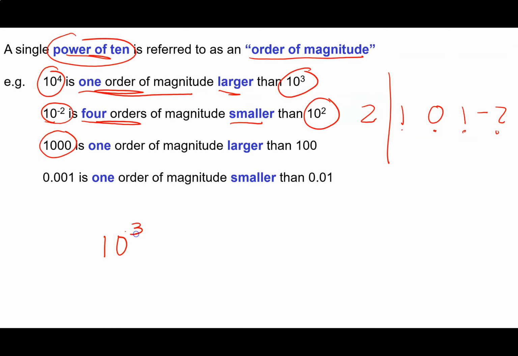Another way of writing 1,000 would be 10 to the 3, and that's going to be 1 order of magnitude larger than 100, which is 10 to the 2. 0.001, we've got 3 numbers here to the right of the decimal point. That's going to be 10 to the minus 3, which is 1 order of magnitude smaller. This guy here would be 10 to the minus 2. Yep, and we can see that minus 3 is 1 unit smaller than minus 2. So it's not too difficult, all right? Okay, that should have been a minus there.